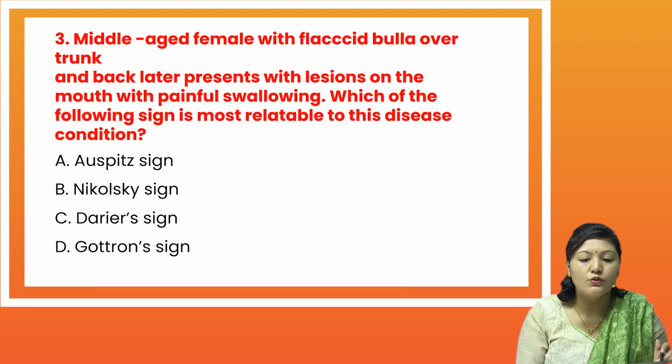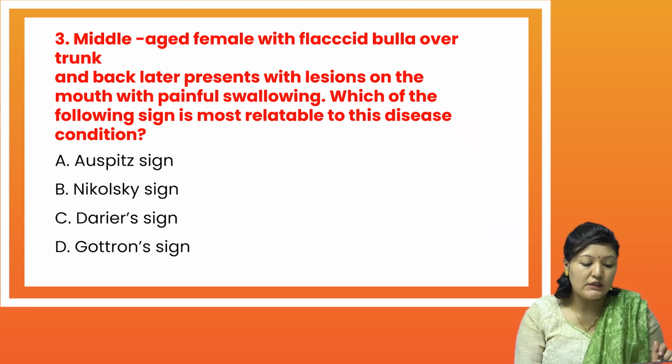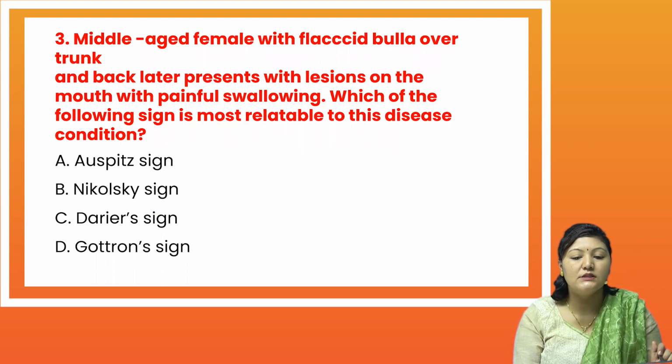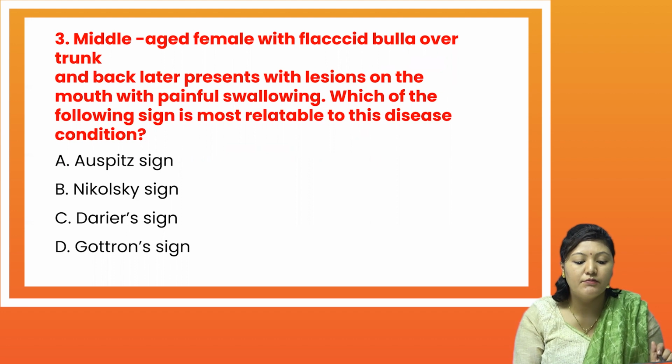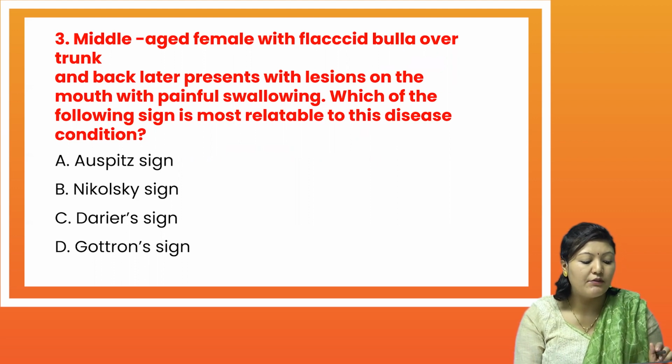Now coming to the third question. The third question is: a middle-aged female with flaccid bulla all over the trunk and back, later presents with lesions in the mouth with painful swallowing. So the patient is a middle-aged female with flaccid bulla all over the trunk and back, and there is also oral mucosa involvement because she has painful swallowing. Which of the following signs is most related to this condition? The options are Auspitz sign, Nikolsky sign, Darier sign, and Gottron sign.